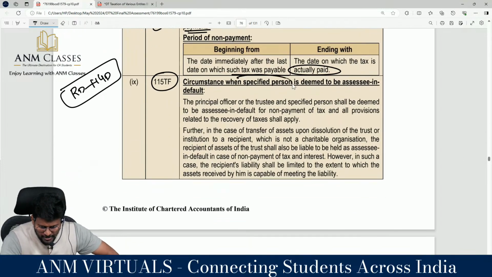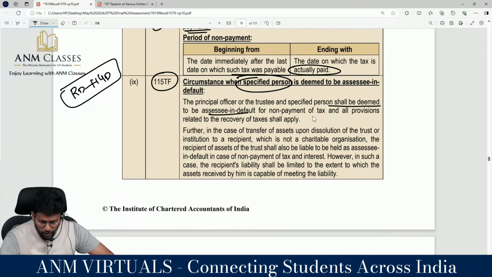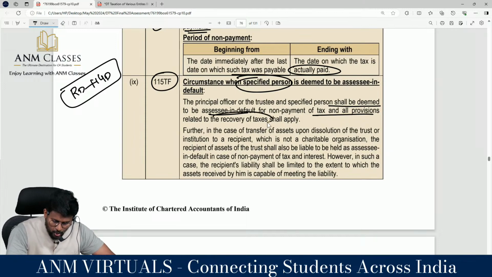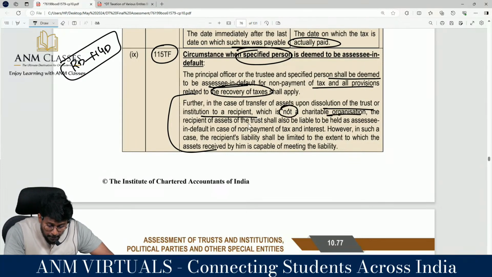The next one, 115TF. Circumstance when the specified person is deemed to be an assessee in default. The principal officer of the trustee and the specified person shall be deemed to be assessee in default for non-payment of tax, and all provisions relating to recovery of tax shall apply. Further, in a case of transfer of asset upon dissolution of the trust or institution to a recipient who is not an organization, the recipient of the asset of the trust shall also be liable to be held as assessee in default.